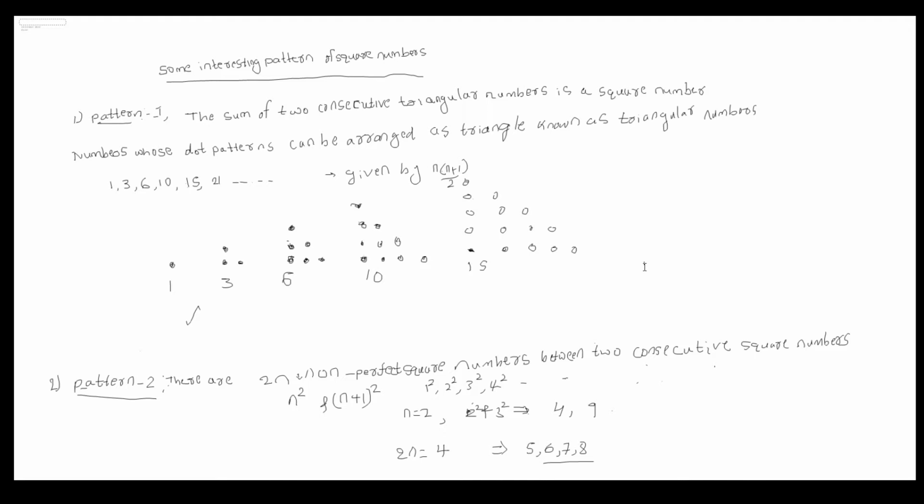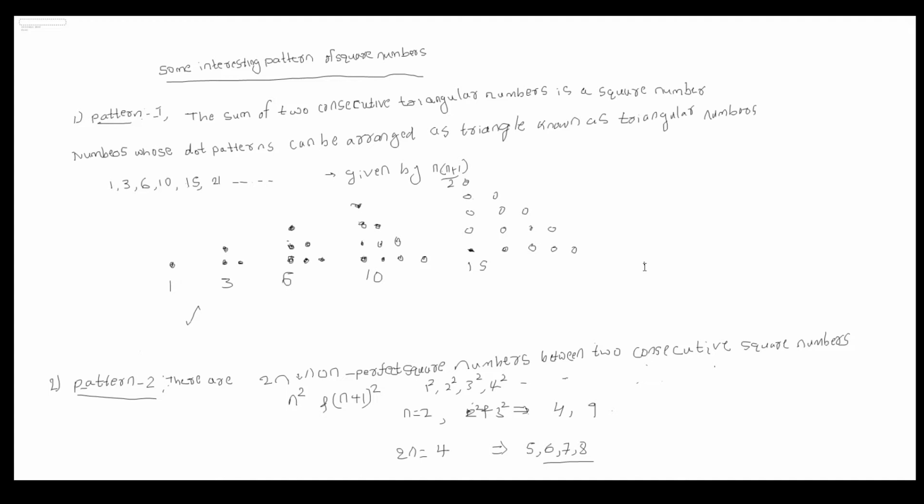Next is about some interesting patterns of square numbers. This is really interesting. See what happens. Pattern number 1: the sum of two consecutive triangular numbers is a square number. What are actually these triangular numbers?